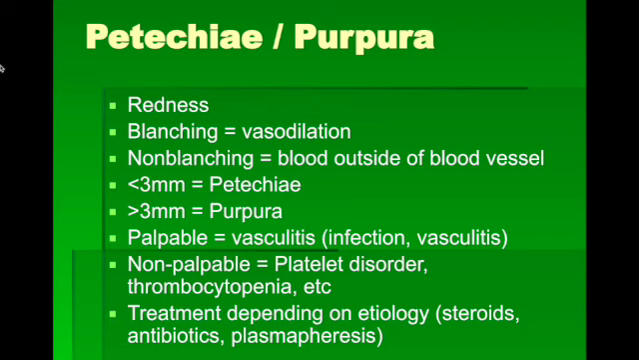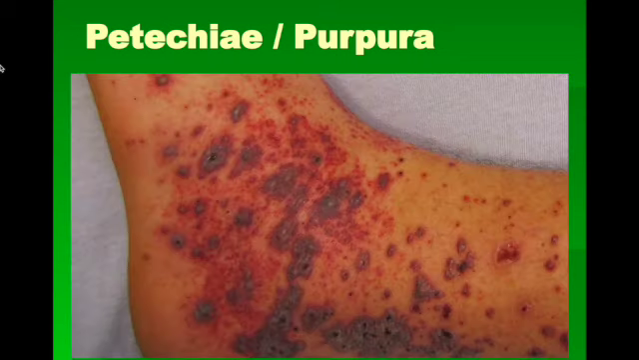If it's very small, less than 3 millimeters, we call it petechia. If it's greater than 3 millimeters, we call it purpura. And the treatment depends on the etiology. Sometimes it could be steroids, different antibiotics. It might be plasmapheresis, actually sort of filtering the blood. But here's some pictures just to sort of be familiar. You can see some of these smaller areas of pinpoint little red spots, which would be petechia, and then sort of the larger lesions being purpura.